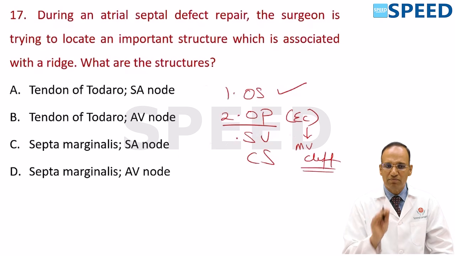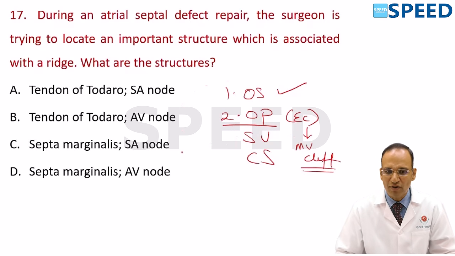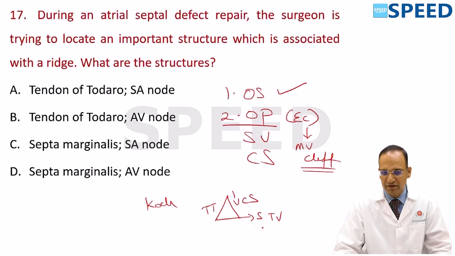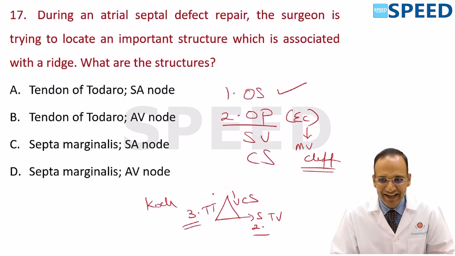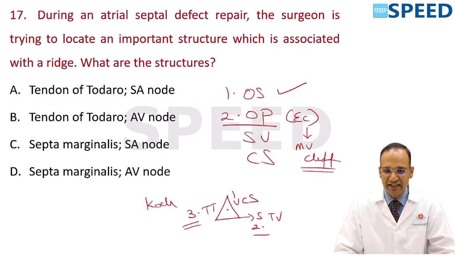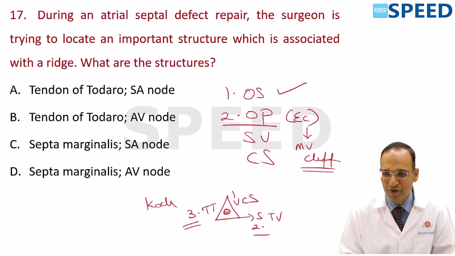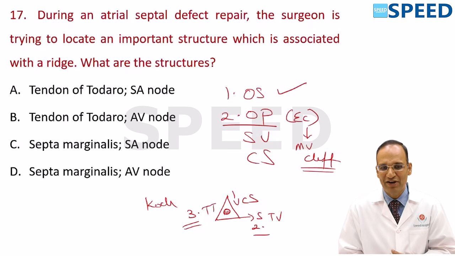You could need to do a mitral valve repair. But the most important thing in ASD closure is that you need to look at the triangle of Koch. The triangle of Koch is formed by the septal leaflet of the tricuspid valve, the tendon of Todaro, and the valve of the coronary sinus. I repeat this: valve of coronary sinus, septal leaflet of tricuspid valve, and tendon of Todaro. All these three form the boundaries of the triangle of Koch, and what is sitting inside is the AV node. If you take a bite in the AV node, the patient will not come out of the pump. That is why we need to look at this.